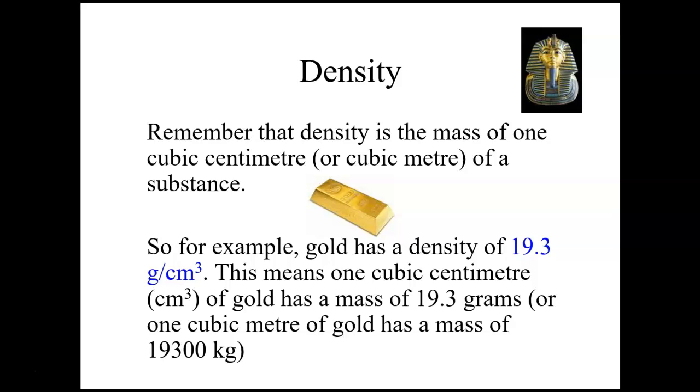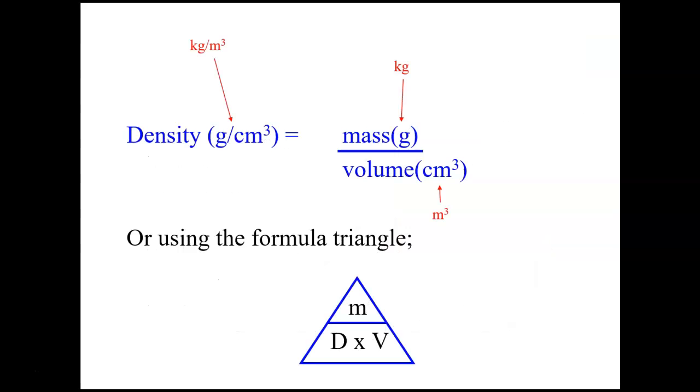Okay, so this is something you've come across before. Density is the measure of how much mass 1 cubic centimetre has. For example, you can see on the slide here, gold has a density of 19.3 grams per centimetre cubed. So this means that 1 centimetre cubed of gold has a mass of 19.3 grams. So that is the density.